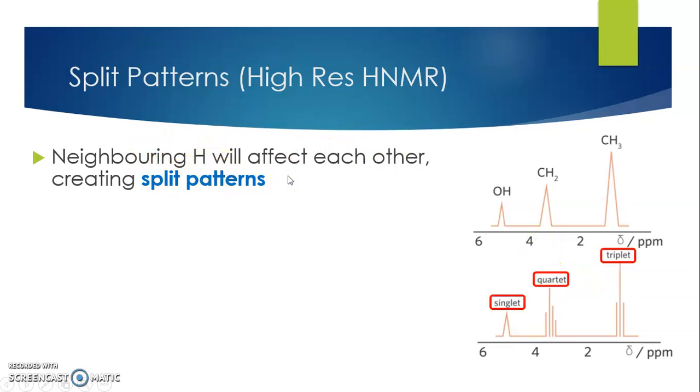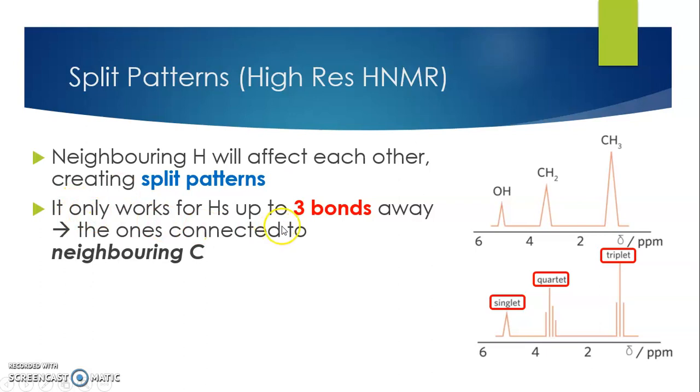Okay. So it works for hydrogens up to 3 bonds away. So the effect is limited. If you're too far away, you don't really affect the hydrogen we're actually looking at. But if there is a neighboring hydrogen that is 3 bonds away, most likely connected to a neighboring carbon, then it will cause a particular peak to split into different smaller peaks. So how do they actually split then?